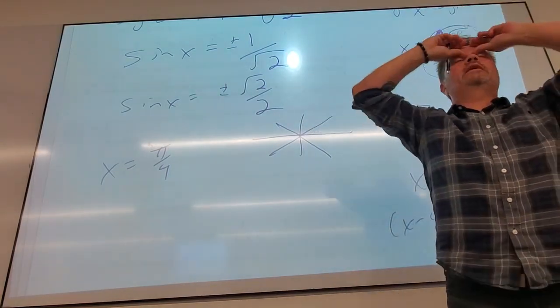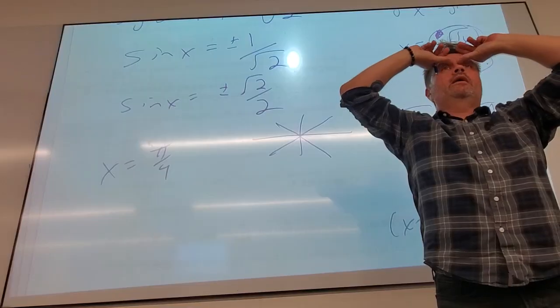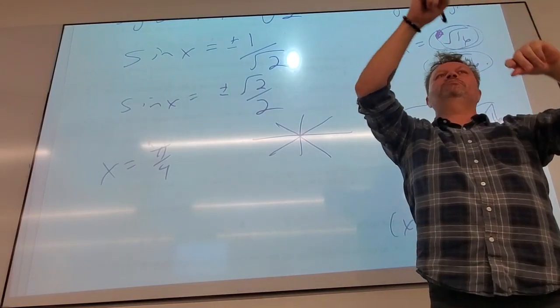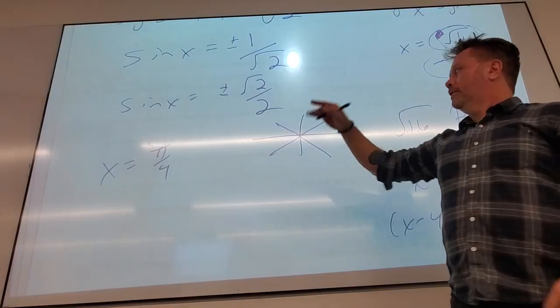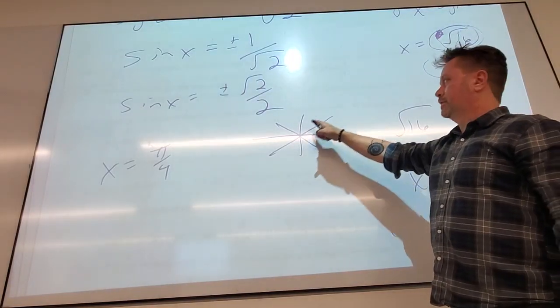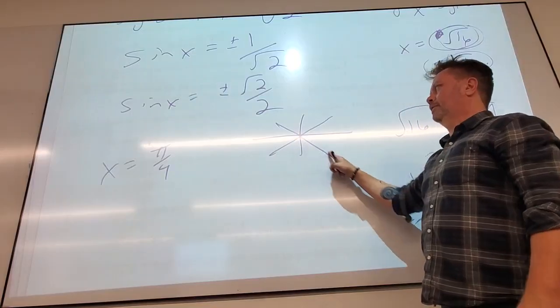But this is the idea. I only need multiple rows if I can't pick up every answer. Do you all agree there's an infinite number of answers that are here? Yeah. There's an infinite number here.